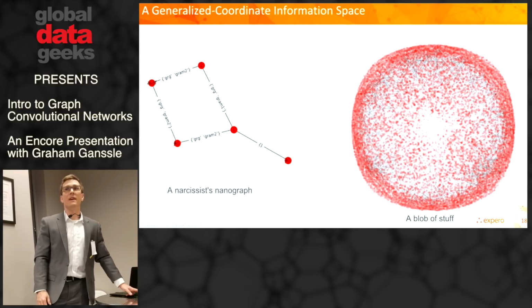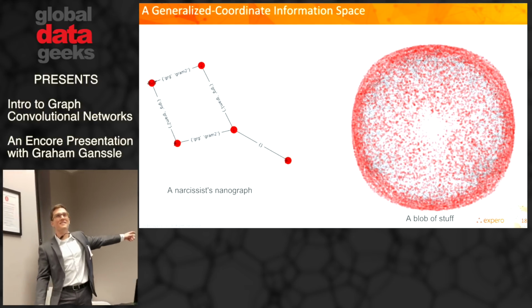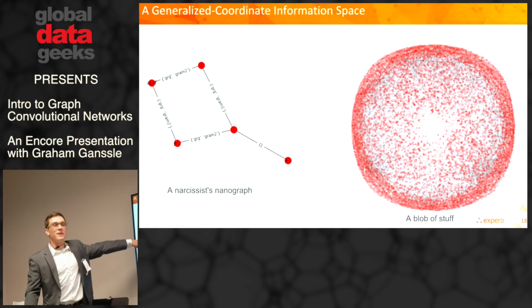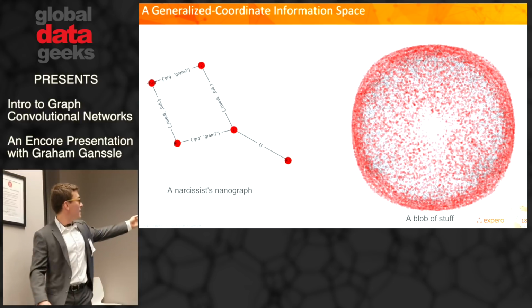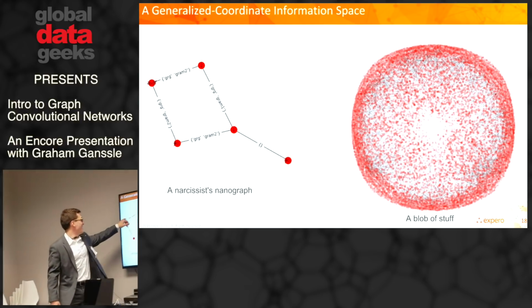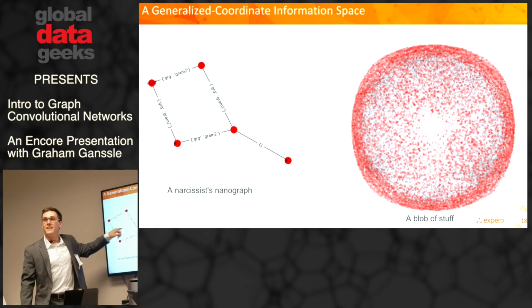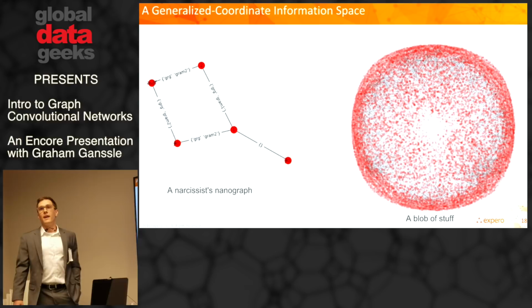So that's CNNs. What is a graph? I don't know where this image came from. I found this image on my computer, so I'm calling it a narcissist nanograph. No idea what I was doing with it, but it's got my name and my initials all over it, so that's cool. Each one of these red dots is a node, and each one of the connections between those red dots is an edge.